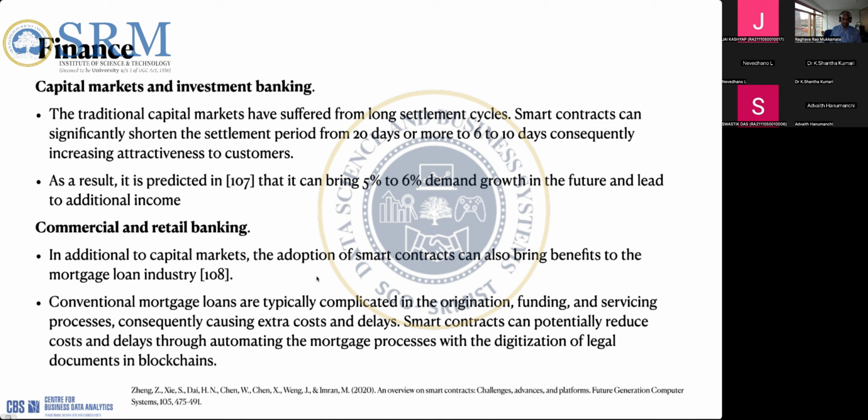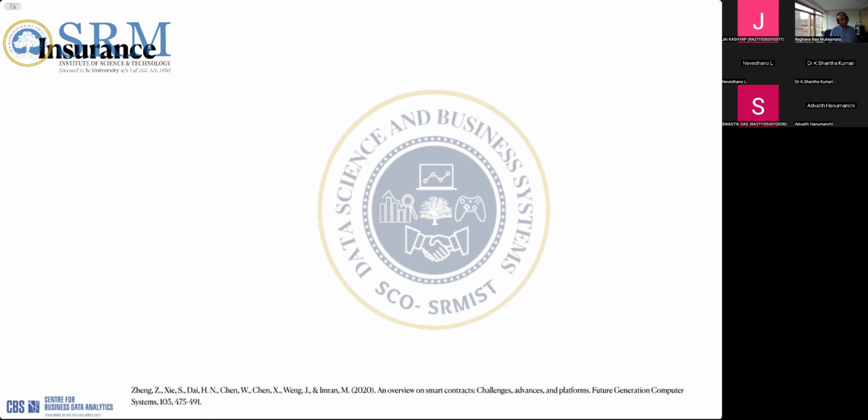For example, take mortgage loans, getting a loan for your house. It takes so much time, right? Maybe one month. Those things can be automated, and maybe the gestation period can be reduced to a few days. So these are things which can happen in the future.